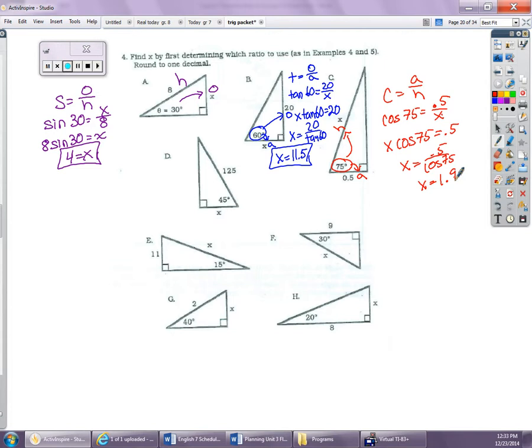Alright, so for this one, I'm going to show you how to set them up and then I'll just give you the answers. So here we're given adjacent, hypotenuse, so we have the cosine. So it's the cosine of 45 equals adjacent, which is x, hypotenuse is 125. So we set that up, and our value of x is going to be 88.4.